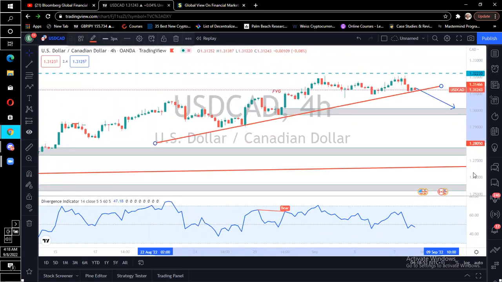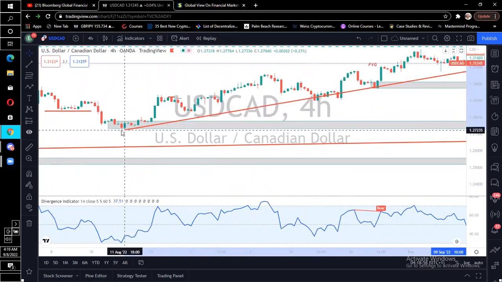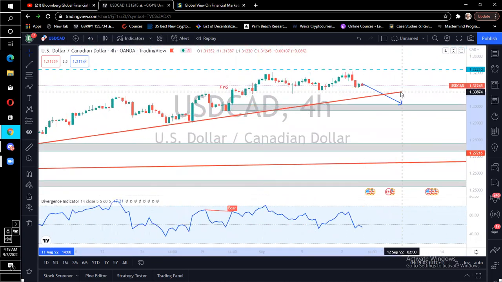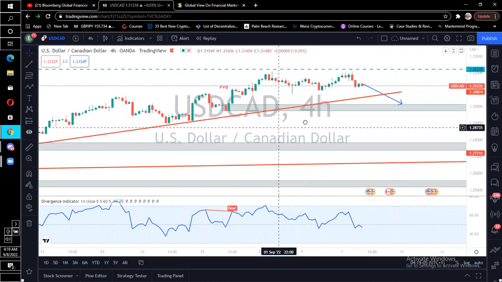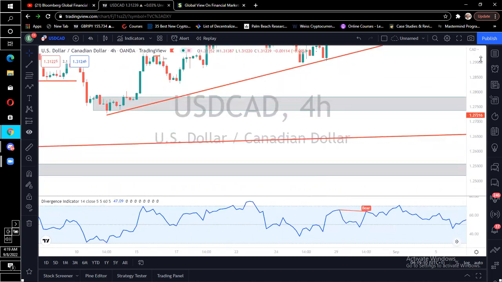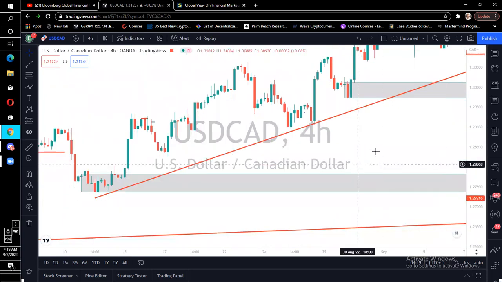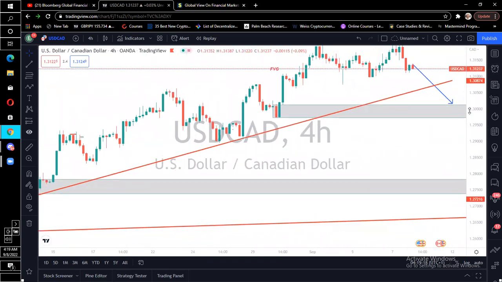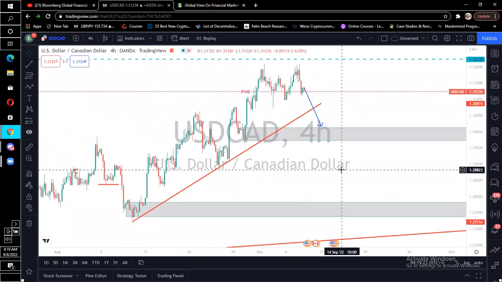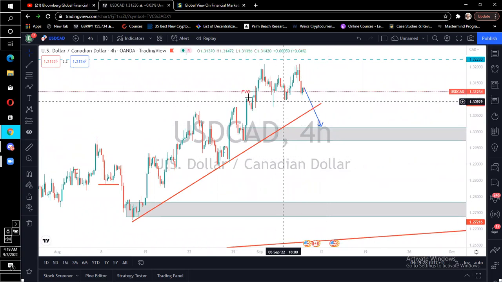This trend line liquidity. This is trend line. This trend line. All right, you see, we'll have this here. Okay, and this is what we're actually looking at.